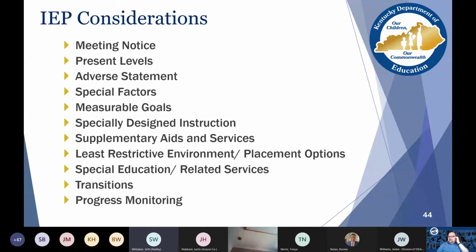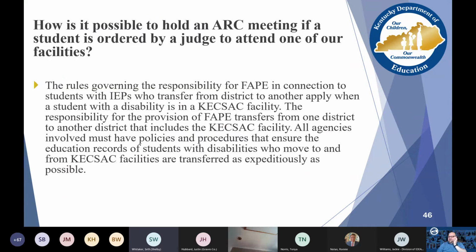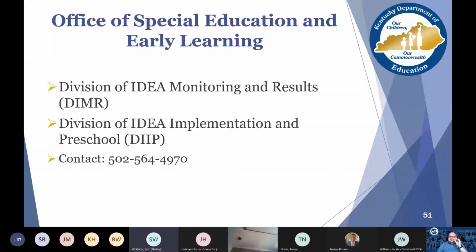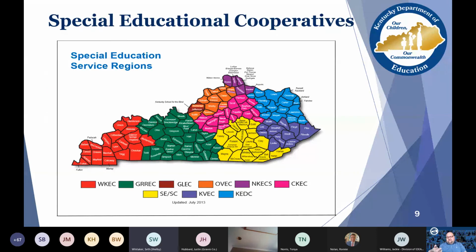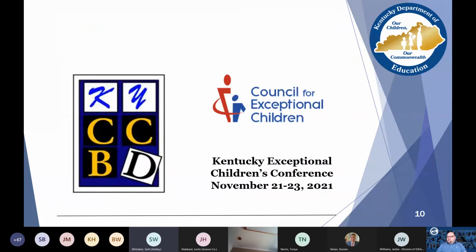I do want to just talk really quickly here about IEP considerations. Make sure that all of these items on the screen are addressed. And I'm going to go ahead and cut here and say, if you have questions, contact us. There are some other slides that I just passed by. Please review those. You can contact us at the department. There are several guidance documents out there. Your special education cooperatives, and I think Jackie put a list in the chat too, are resources for you as well.